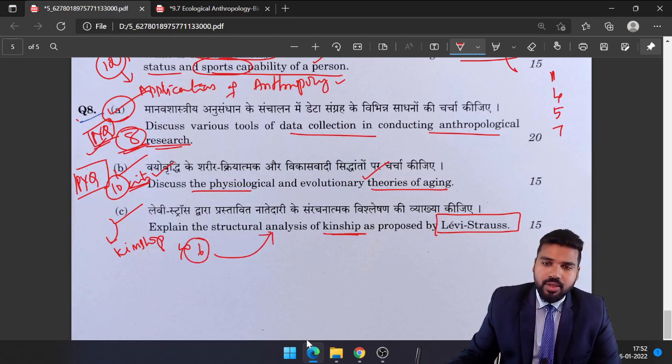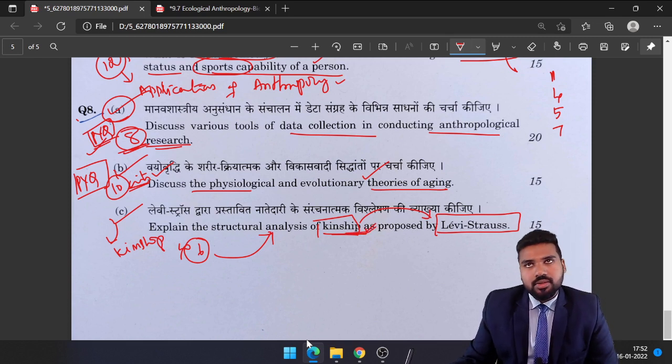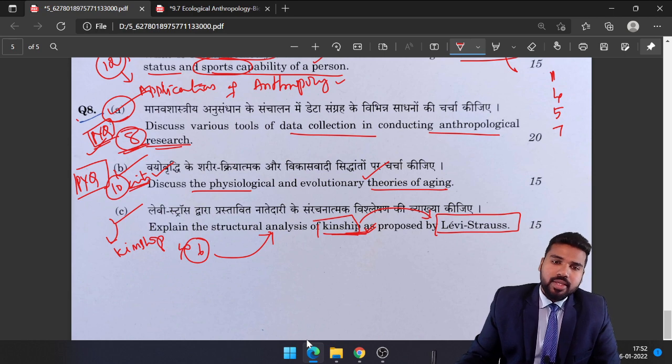in the 6th unit also we study Lévi-Strauss, where he has written a book on the system of consanguinity and affinity. He has written a book on that. So on that basis, what kind of analysis has been done by Lévi-Strauss, that is what we look at here. This is again something you can count on from your previous year questions.